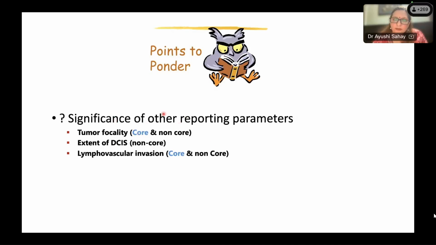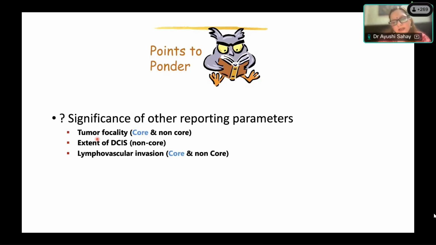Significance of the other reporting parameters, such as tumor focality. Can you tell me? Why do we need to put the tumor focality as a core parameter in a report? So what does tumor focality mean? Whether the tumor is unifocal or multifocal. So why do we need to put that in the report? For lymph node metastasis or for local recurrence. So more than lymph node metastasis, it is chances of recurrence.